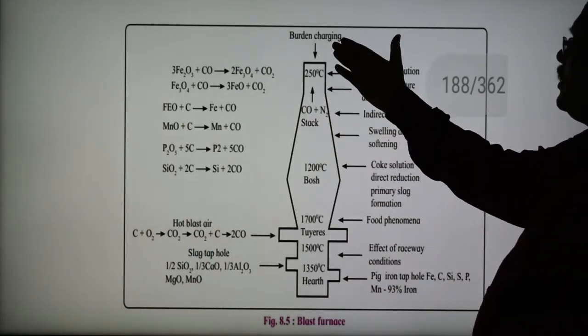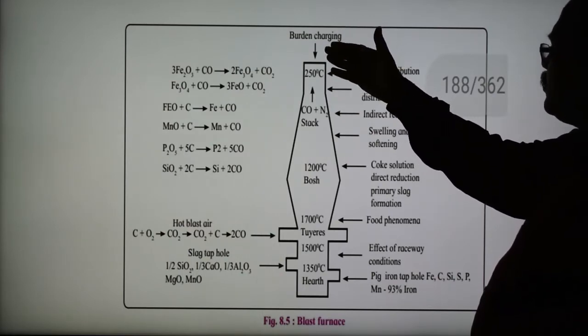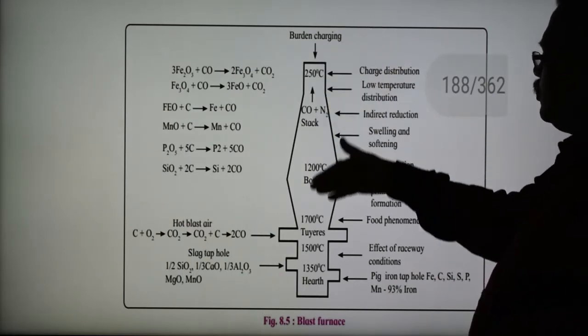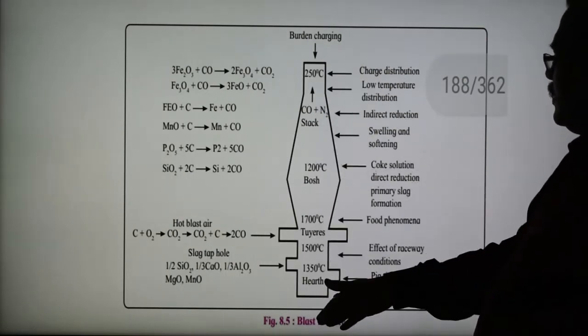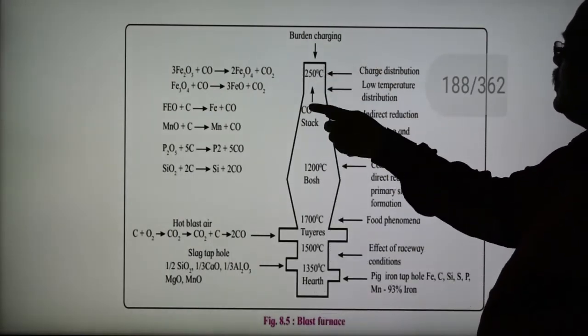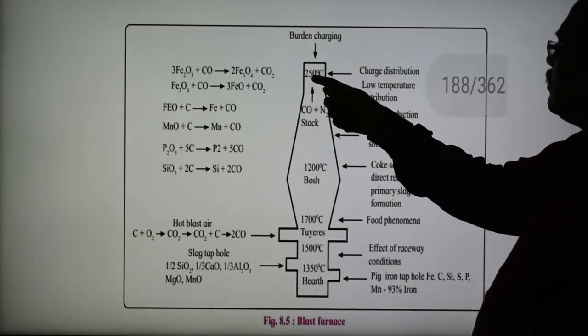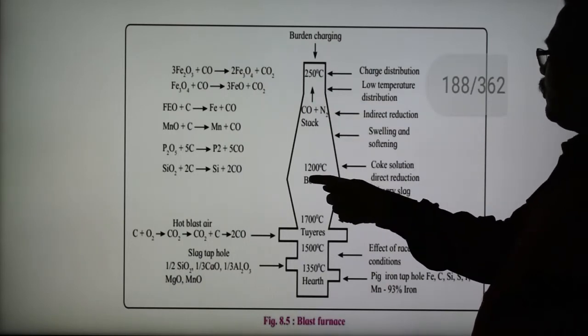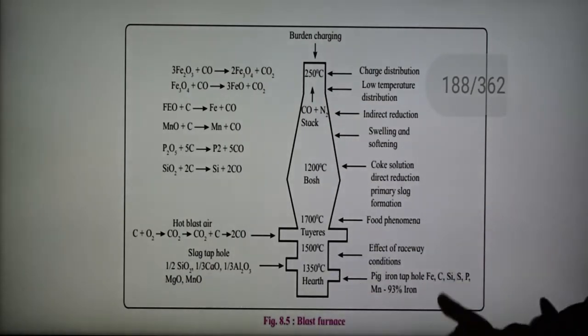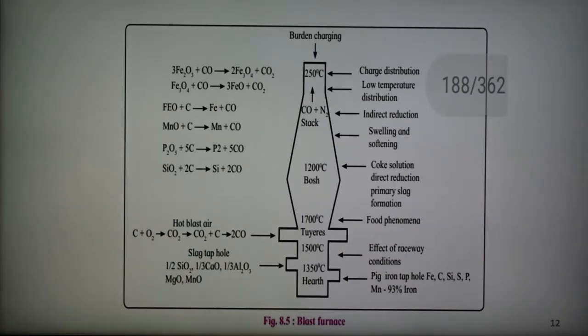The temperature in this furnace increases from top to bottom. So the temperature here increases, starting from around 250 at the top, reaching around 1200, and at the bottom up to 2000 degrees can be maintained.